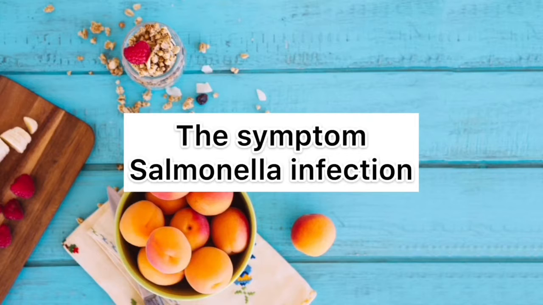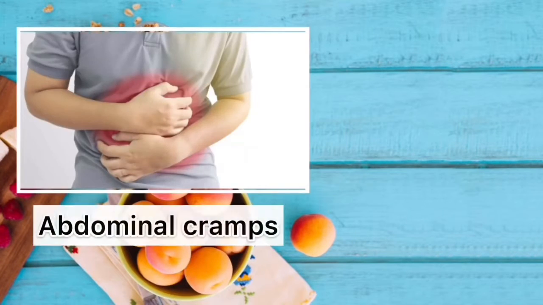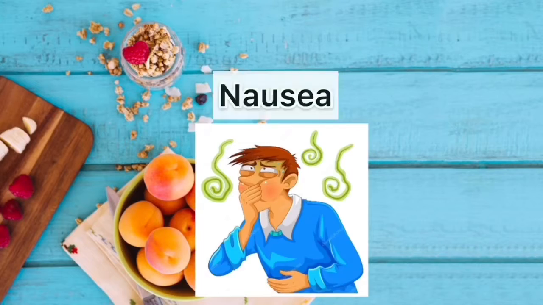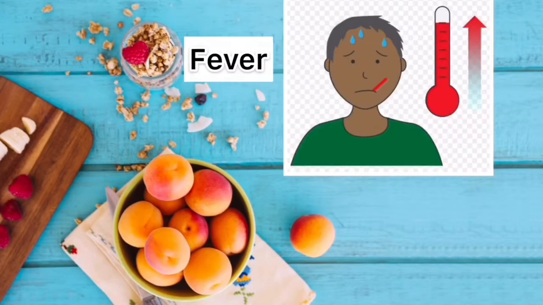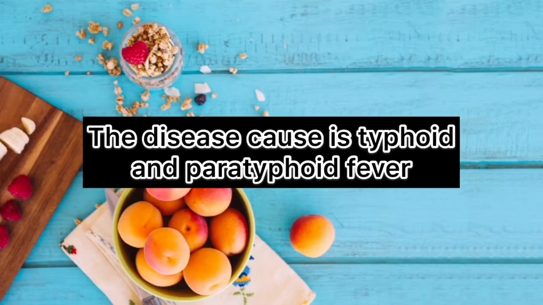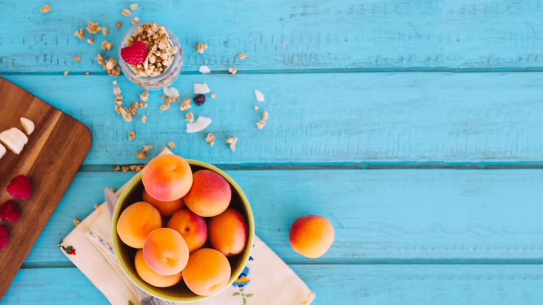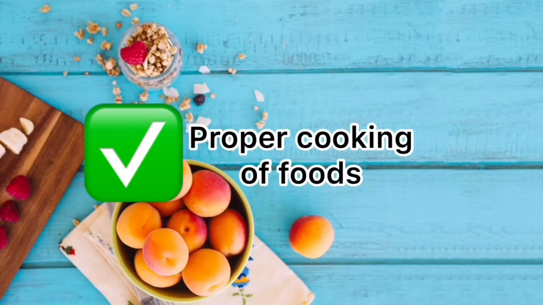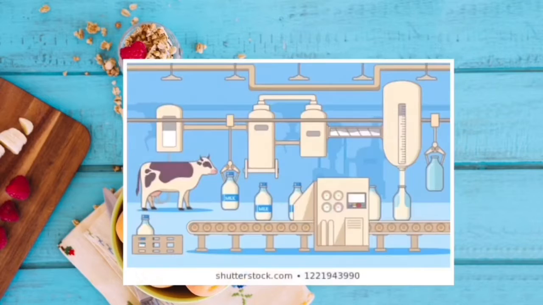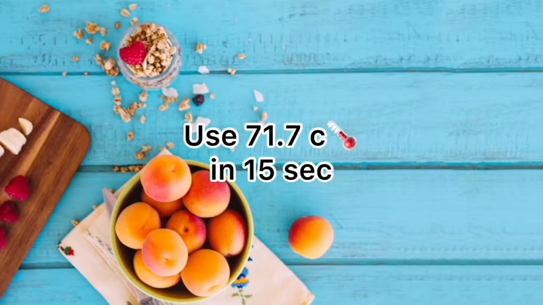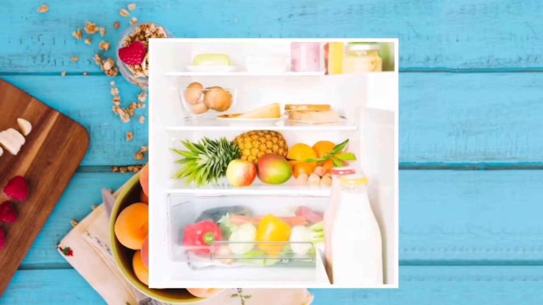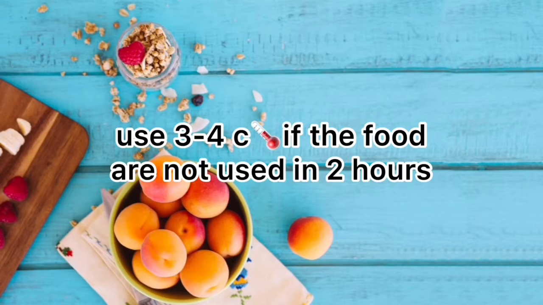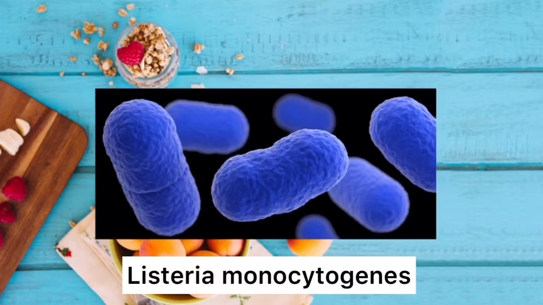The symptoms of Salmonella infection are abdominal cramps, diarrhea, nausea, vomiting, chills, fever, and prostration, and the disease caused by it is typhoid and paratyphoid fever. However, Salmonella infection can be controlled by proper cooking of foods, such as in pasteurization that uses 71.7 Celsius for 50 seconds minimally, and prompt cooling that uses 3 to 4 Celsius or freezing if the food is not used in 2 hours. Next is Listeria monocytogenes.